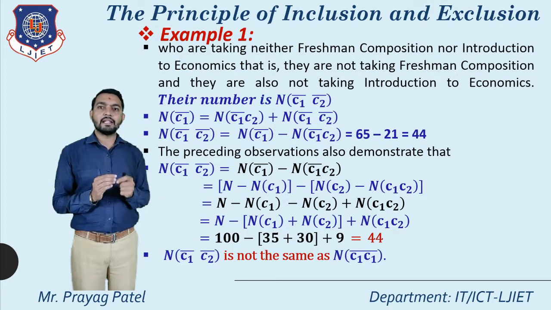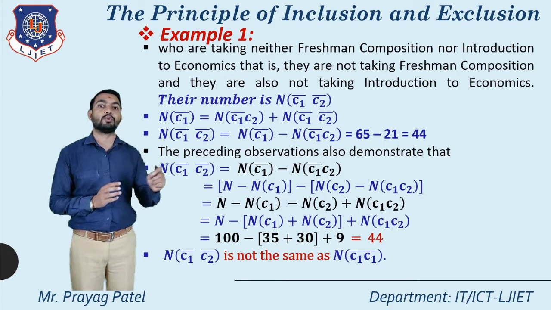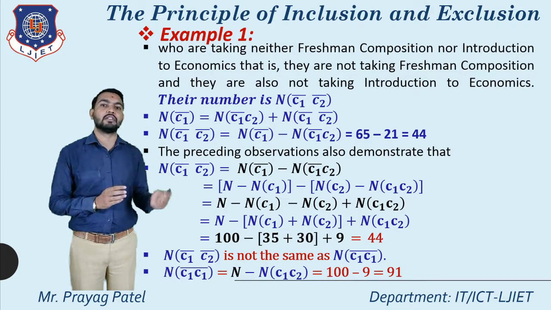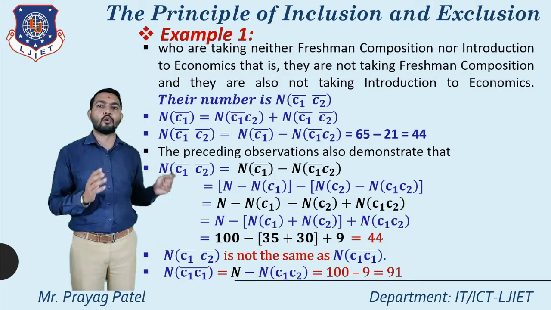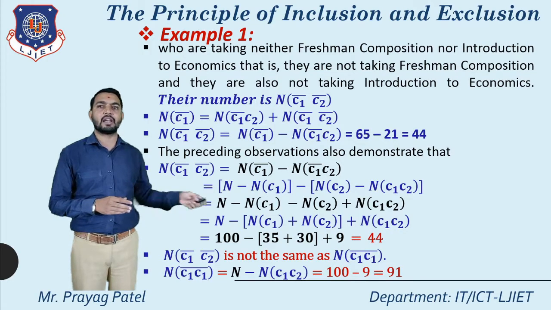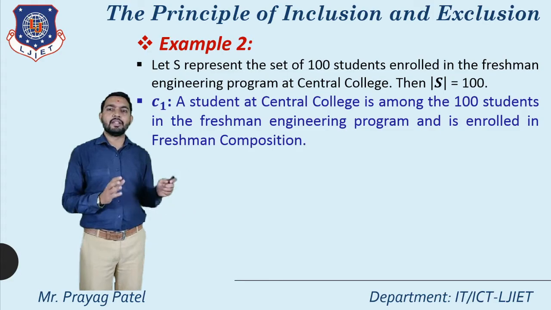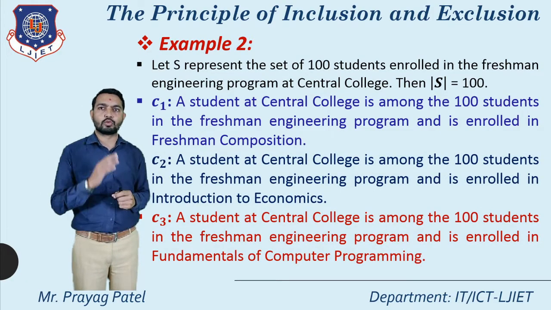So here NC1 dash C2 dash is not the same as NC1 C2 dash, because NC1 C2 dash equals n minus NC1 C2, equal to 100 minus 9 equal to 99, and NC1 dash C2 dash is equal to 44. So both are different, not the same. Understand this point.